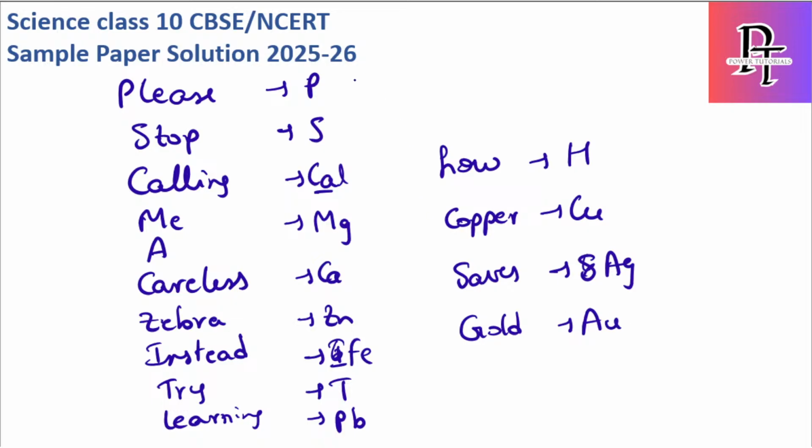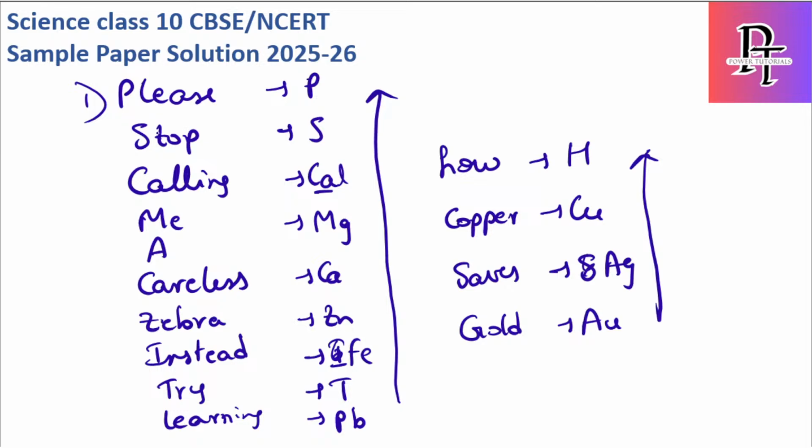So this is the reactivity series. The higher you go, the higher is the reactivity. This starts from 1 and this is the ending: 1, 2, 3, 4, 5, 6, 7, 8, 9, 10, 11, 12, 13, 14. So these 14 metals in the reactivity series you have to remember. The higher you go, the higher is the reactivity.